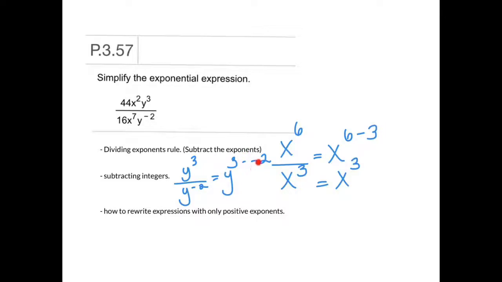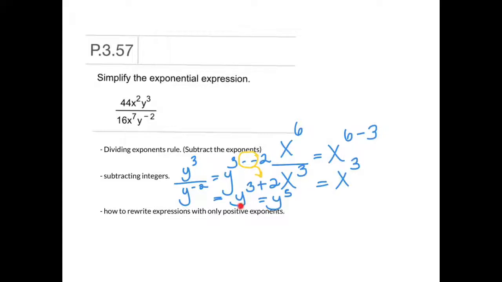And whenever you are subtracting a negative integer, it's the same as saying y to the power of 3 plus 2. So subtracting a negative can be simplified to adding. So my answer becomes, and I apologize, it's getting a little bit crowded here, but 3 plus 2 is going to give me 5. So y to the power of 3 divided by y to the negative 2 will give me a final answer of y to the power of 5. So it's important to know how to subtract positive and negative integers when you are simplifying exponential expressions.